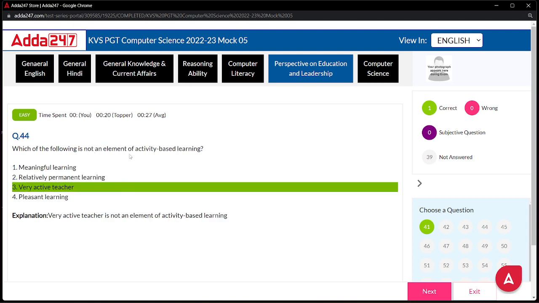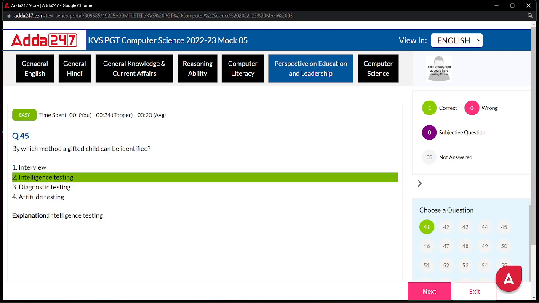Next, which of the following is not an element of activity-based learning? Very active teacher is not an element of activity-based learning. If you see the other options, meaningful learning, relatively permanent learning, and pleasant learning are components of activity-based learning. Next, by which method can a gifted child be identified? You cannot do it by interview, diagnostic test, or attitude test, but you can identify a gifted child by using intelligence testing.